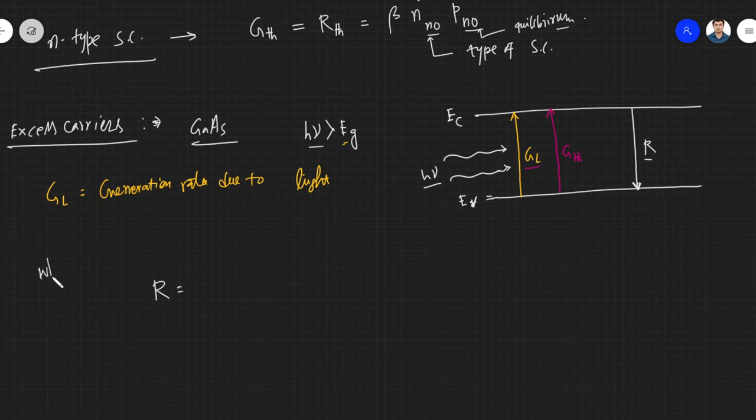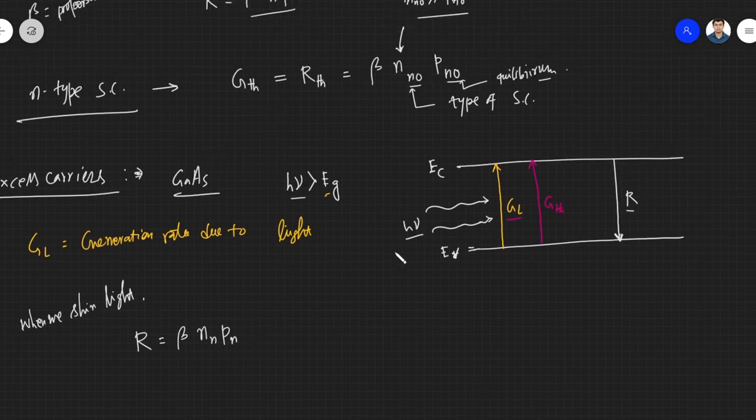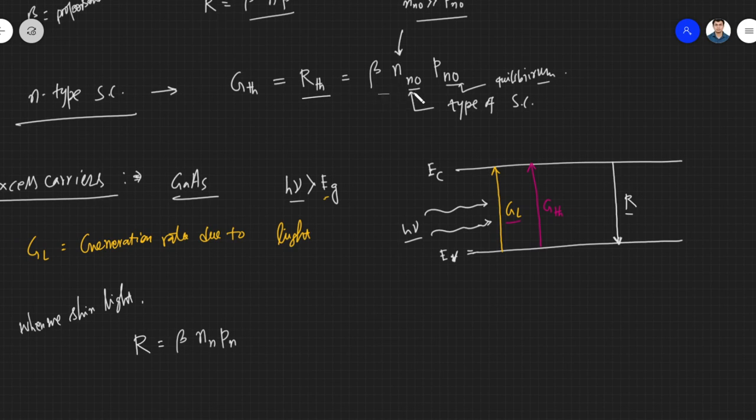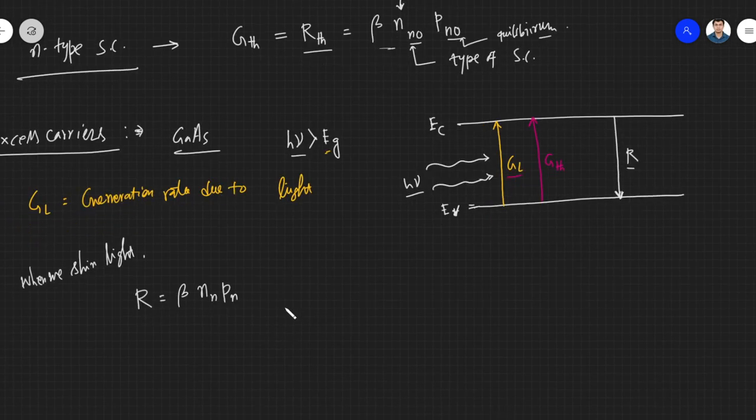So we are taking the condition when we shine light. When we shine light, R equals beta into Nn Pn. Initially we wrote R_th, at thermal equilibrium, this was the condition. But now we are shining light, so the recombination rate also changed, and this N and P also changed, right? You can see that now the 0, we are not writing it, right?